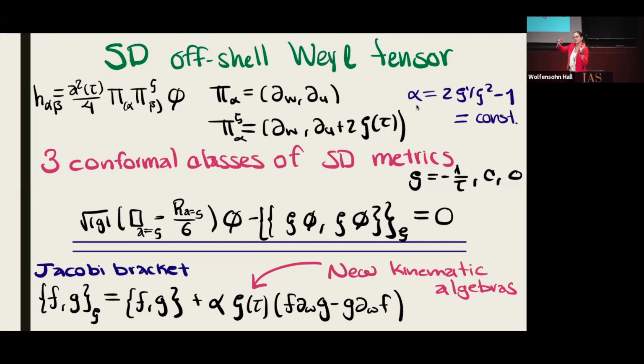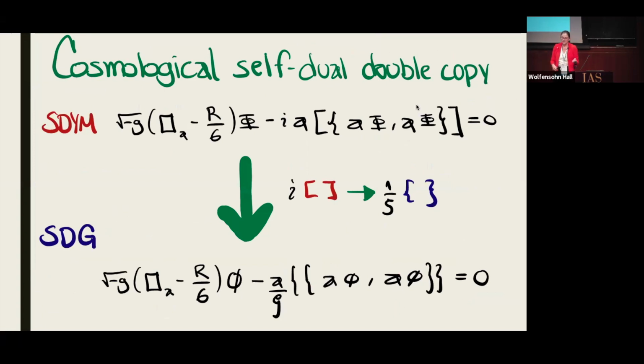So remember, this is off-shell Weyl tensor, so it doesn't matter what the scale factor of the physical metric is. And this is just written in terms of an auxiliary FRW metric, which is determined by this auxiliary function. And generically now you have a Jacobi bracket that is the deformed Poisson bracket in terms of this auxiliary function. It still satisfies Jacobi relations, but doesn't satisfy Leibniz rules. So now we have our very simple cosmological self-dual double copy for these three classes of conformal metrics.